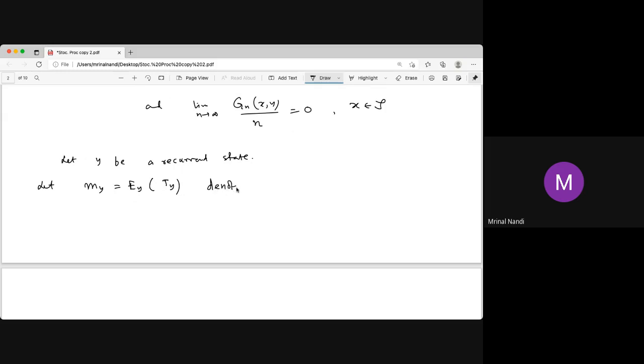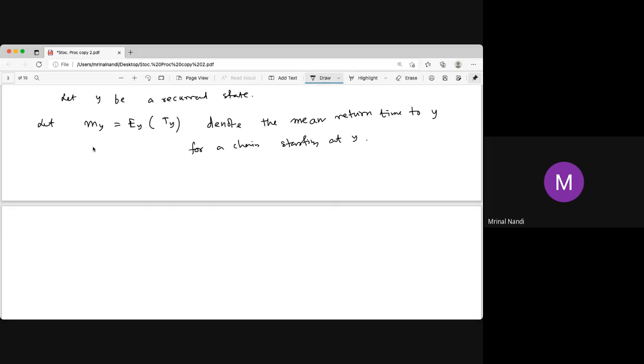So that expectation denotes the mean return time. Return basically means it starts from y and returns to y. So it is the average return time. The expectation of that is called the mean return time to y for a chain starting at y, written m_y, and that is the expectation of T_y.